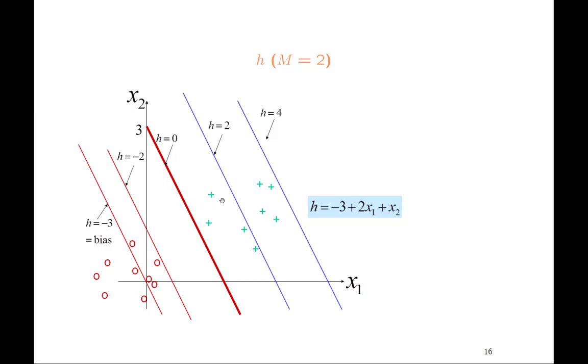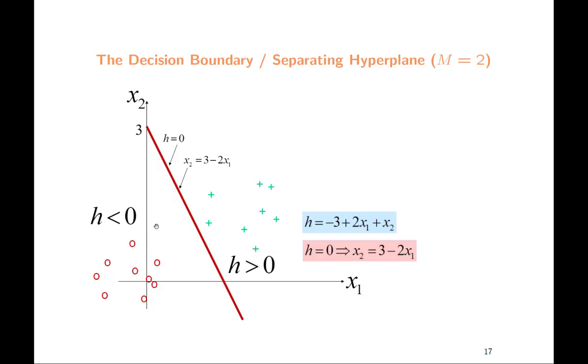If you go further away to the right, the h function increases. If you go further to the left, the h function becomes more and more negative. This is how it's typically drawn in 2 dimensions. This is the separating hyperplane, and this is positive and negative. Here is how you calculate it. You just set h to 0, and then you solve for x2. So x2 is 3 minus 2x1. This is the separating hyperplane.